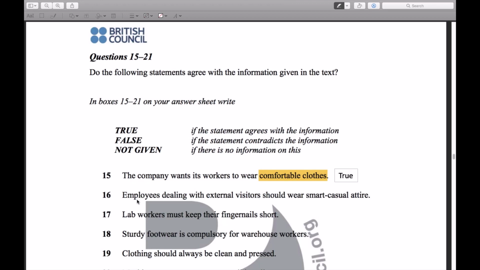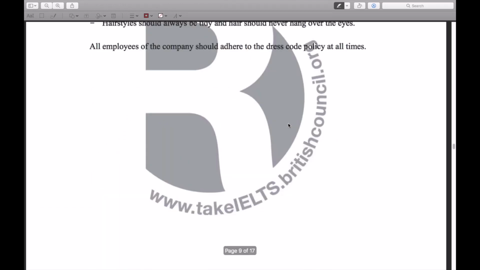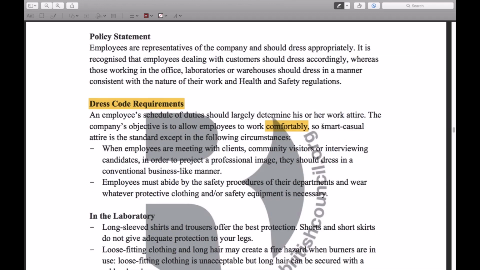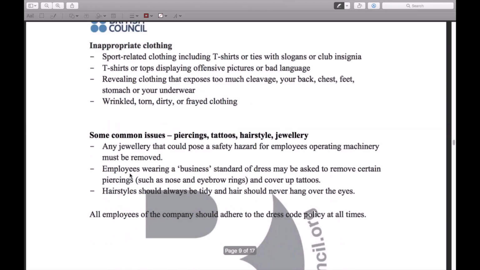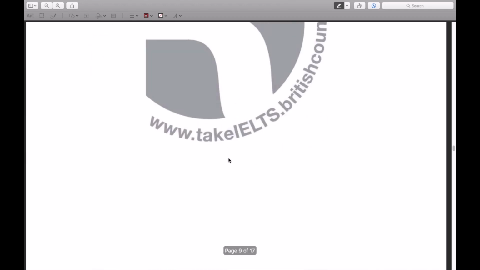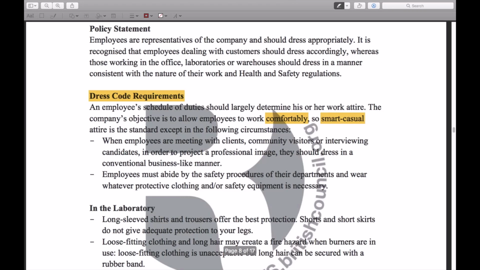Employees dealing with external visitors should wear smart casual. Okay, I remember reading smart casual as a keyword. Where was it? This. So smart casual attire is standard except in the following conditions. Okay, what is the question? Employees dealing with external visitors should wear smart casual. Now I have to look for external visitors. Should they or should they not wear smart casual?